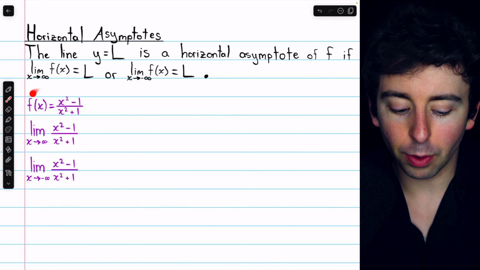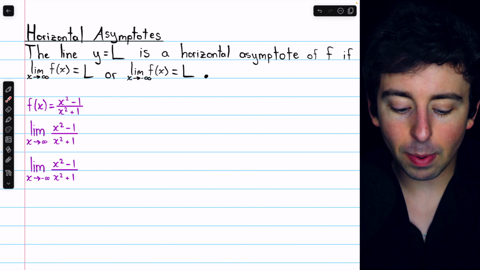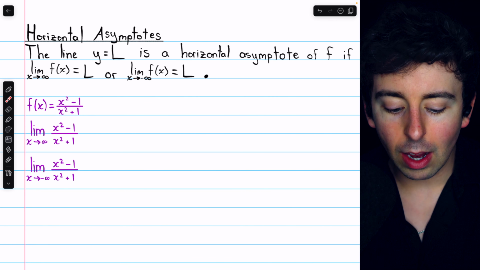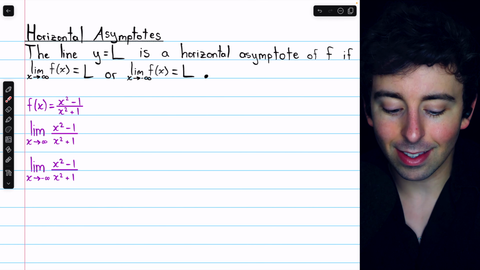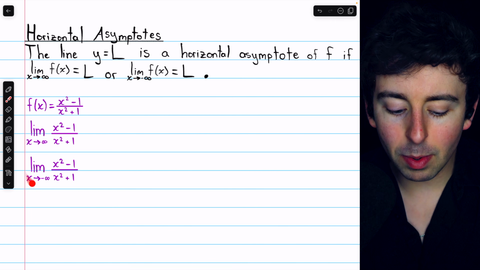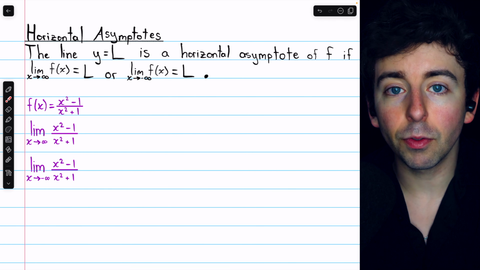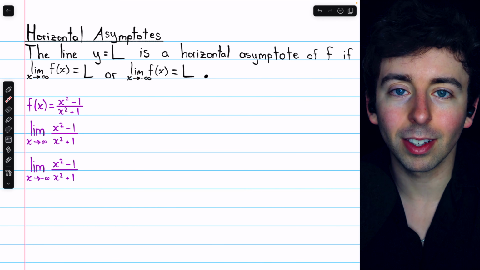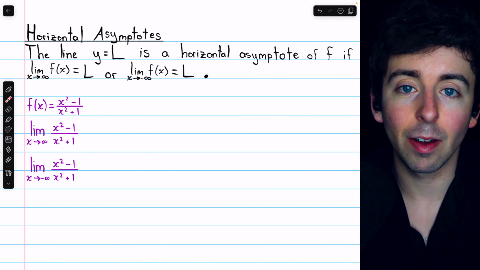Let's begin with this first example. f of x equals x squared minus 1 divided by x squared plus 1, and we're trying to find its horizontal asymptotes. So we need to consider the limit of the function as x goes to infinity, and the limit of the function as x goes to negative infinity. It may be that this function has 2 different horizontal asymptotes. It could also be that it has just one, or it may have none at all.